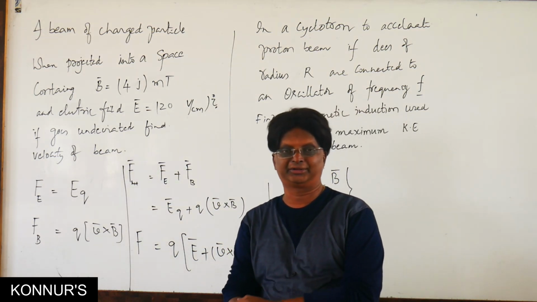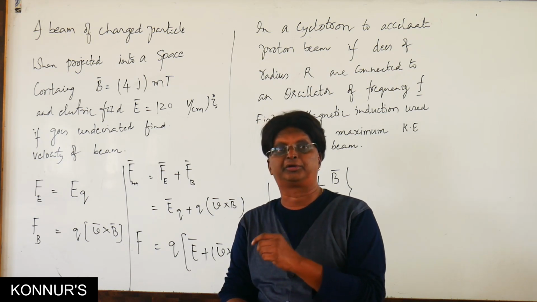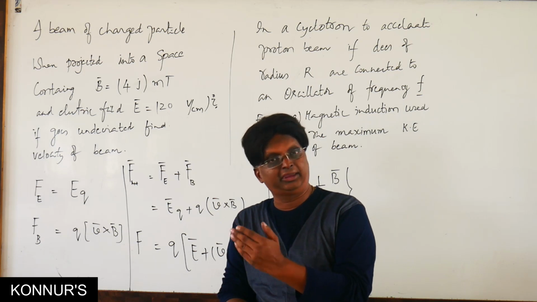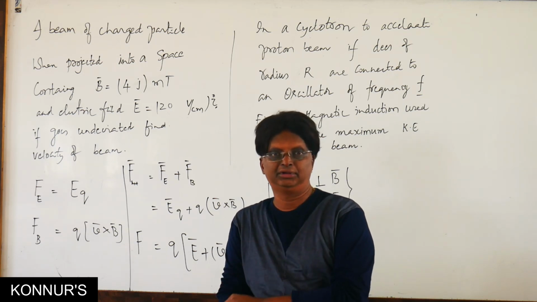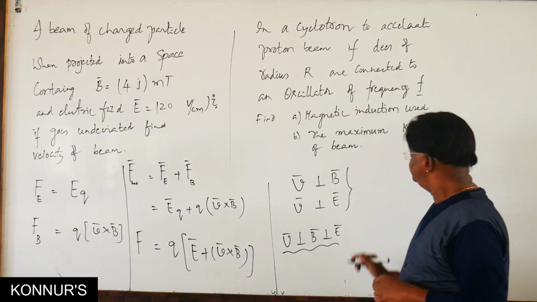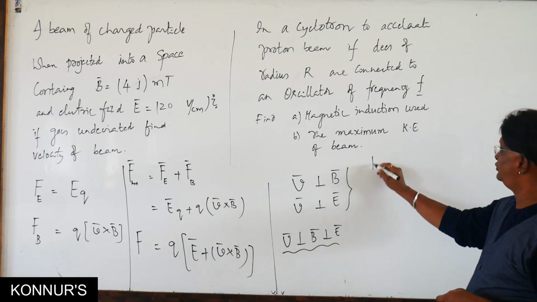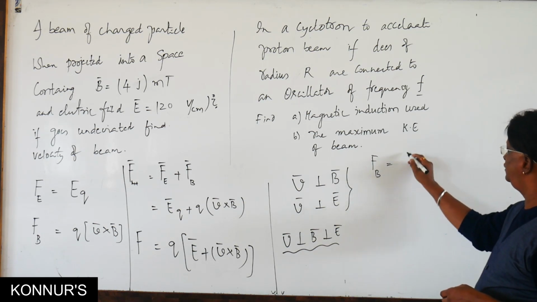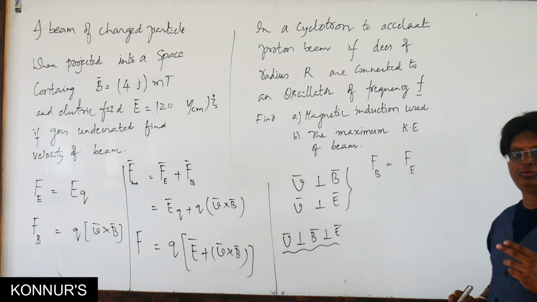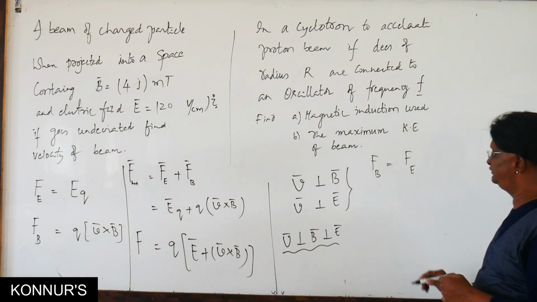of cross product. I hope you are all ready with this cross product rule, A bar cross B bar, I cross J, J cross K, K cross I. Please use that. Any of your doubts, you can call me, you can speak to me. Now I'm writing. For going undeviated, the force due to the magnetic field is equal to the force due to electric field. If the two forces are equal and opposite, net force is zero and there is no question of deflection.